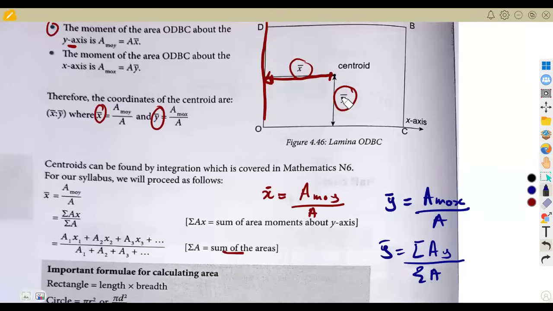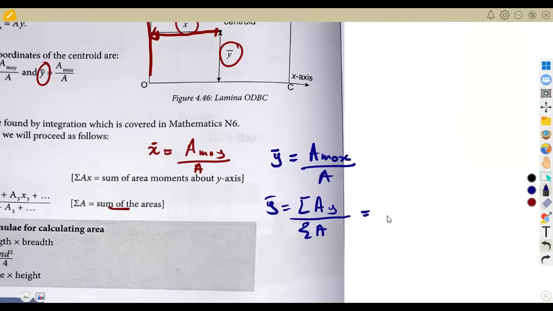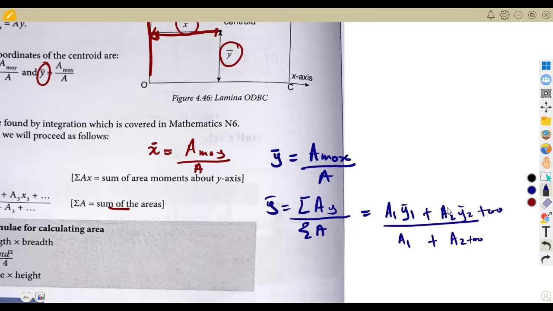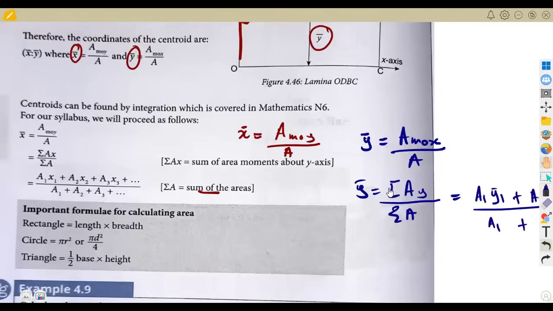So the area moment is going to be area 1 times y1 and so on. You are going to find these y values for each and every section. So it's going to be area 1 times y1 plus area 2 times y2 and so on, over the total area: area 1 plus area 2 and so on, depending on the diagram that you're given. This is the traditional way, but like I said, we can summarize this in a table and we shall talk about that.